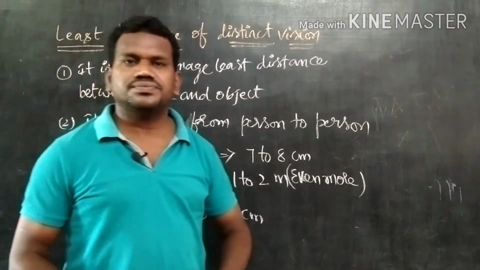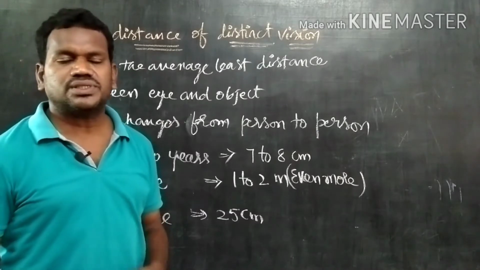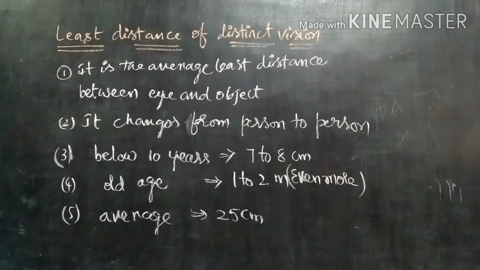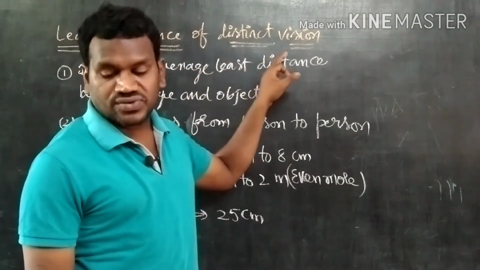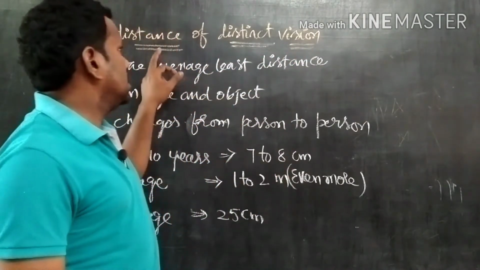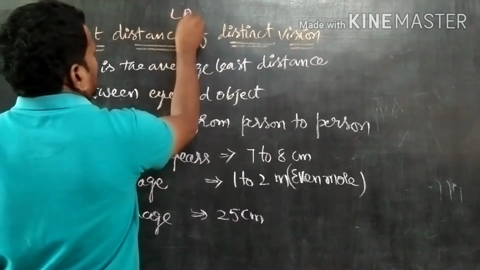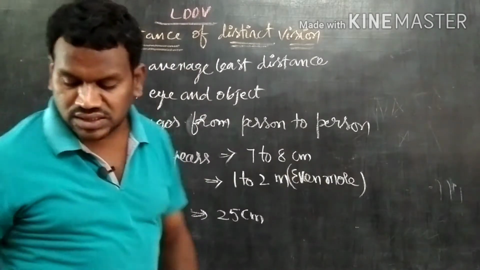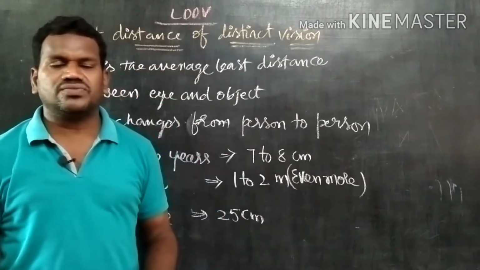Hi students, in this video we are going to learn some more basic concepts of the eye. See here, first we may think of the least distance of distinct vision. Simply it is called LDDV. What is this LDDV? For that purpose, we may do a small activity.